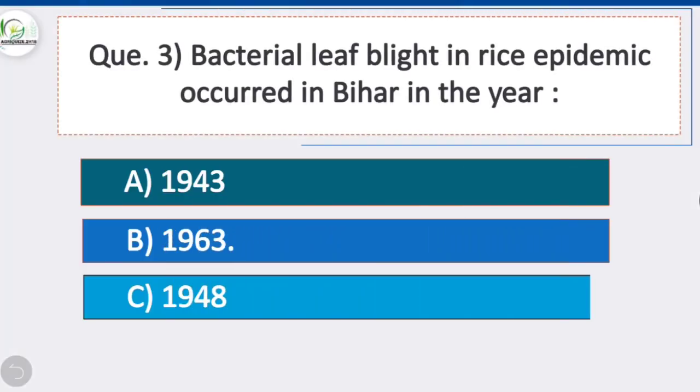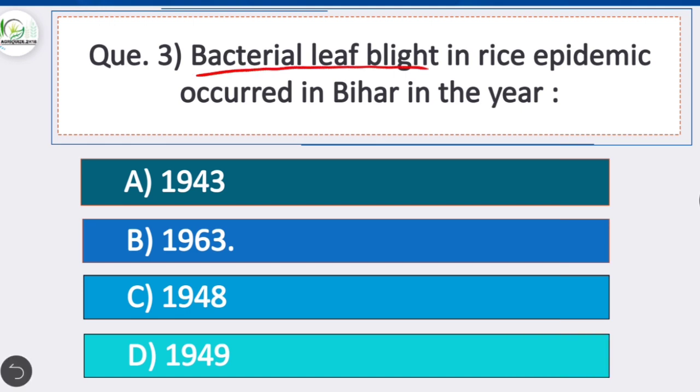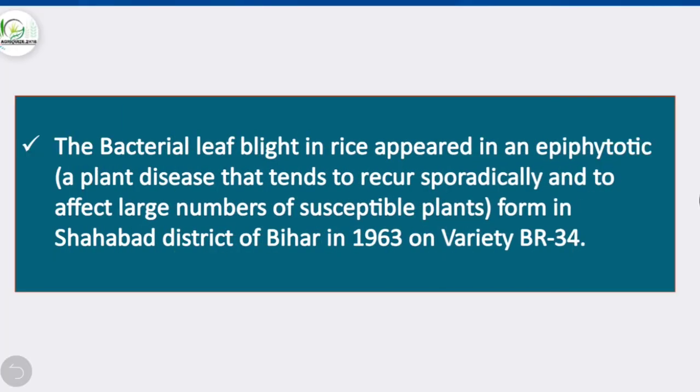Next question, question number 3. Bacterial leaf blight in rice epidemic occurred in Bihar in the year: option B is correct, 1963. The bacterial leaf blight in rice appeared in an epiphytotic form in Shahabad district of Bihar in 1963 on variety BR34. Epiphytotic refers to a plant disease that tends to recur sporadically and to affect a large number of susceptible plants.